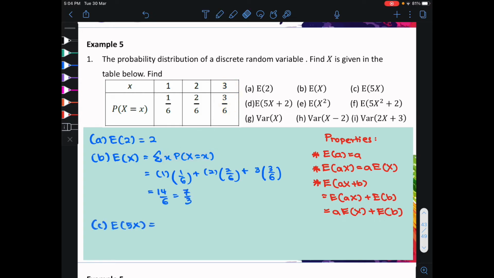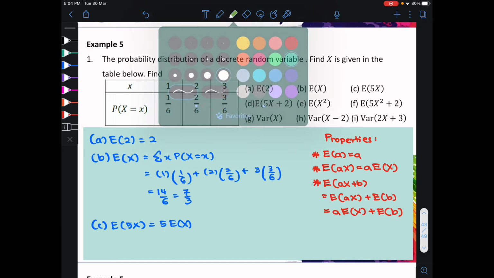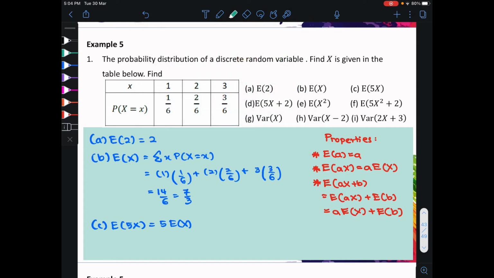For question C, we need expectation of 5X. By looking at this property, where expectation of aX is a times expectation of X, hence expectation of 5X is 5 times expectation of X. And we already know that expectation of X is 7 over 3. And the final answer is 35 over 3.